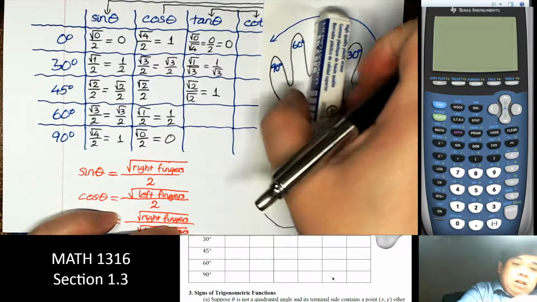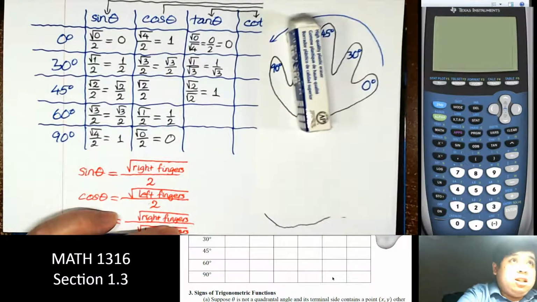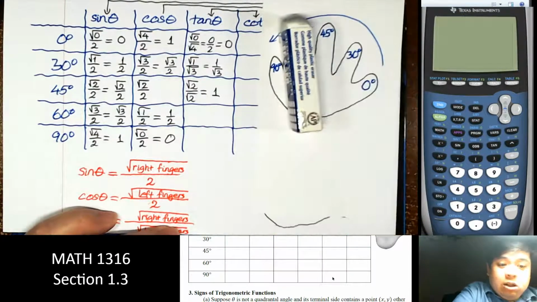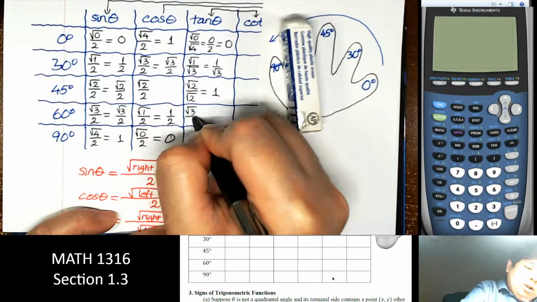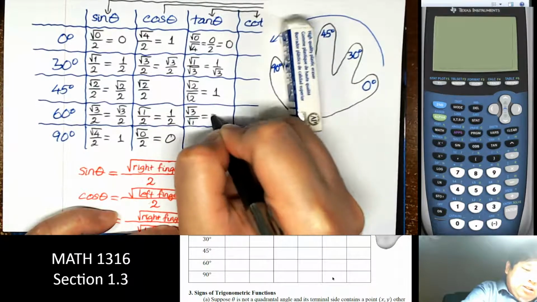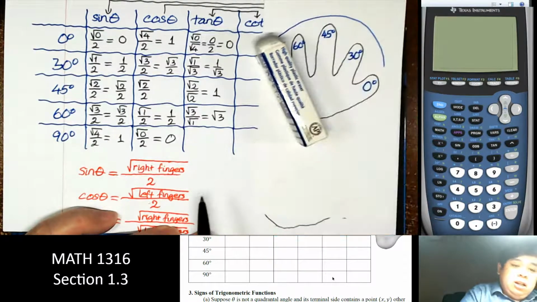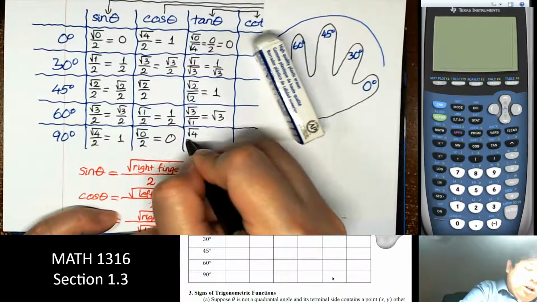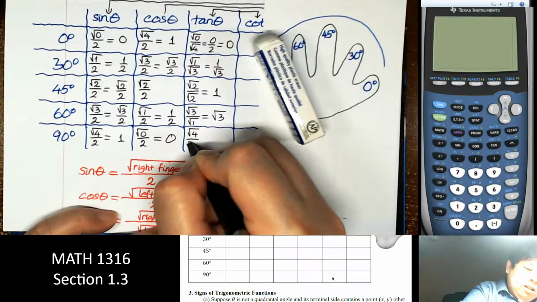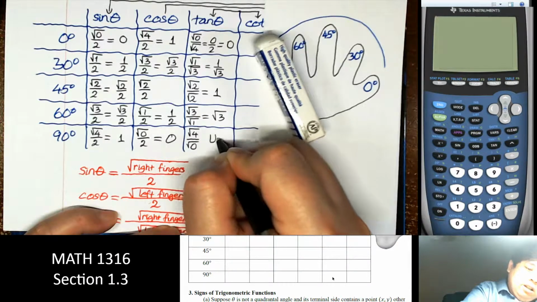Yes, I found this on the internet. It's not in the textbook, obviously. And then 60 degrees. Again, square root of the right fingers over square root of the left. And then 90 degrees. On the right, there are 4 fingers. On the left, there's none. Dividing by 0 here is undefined.